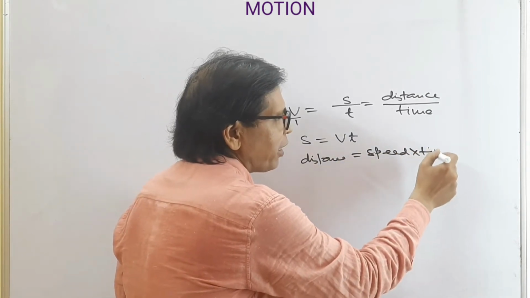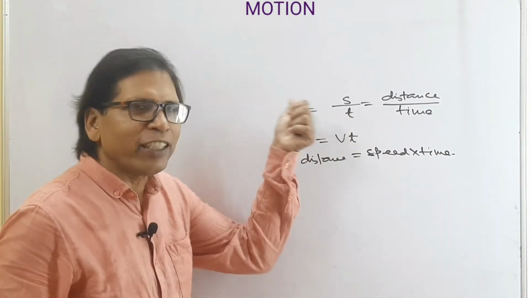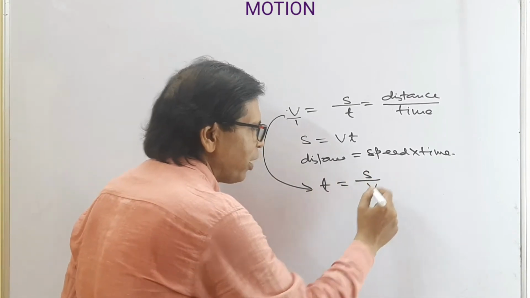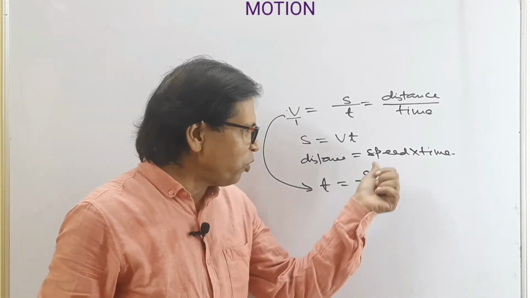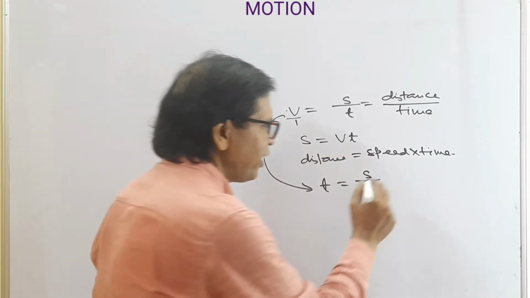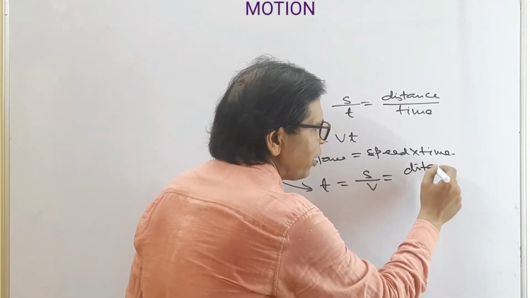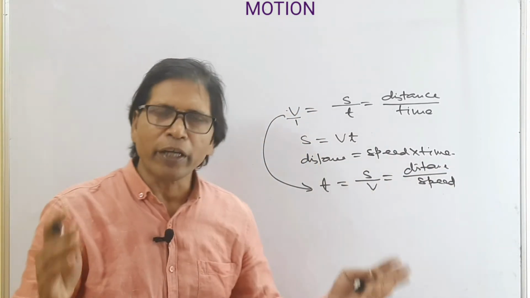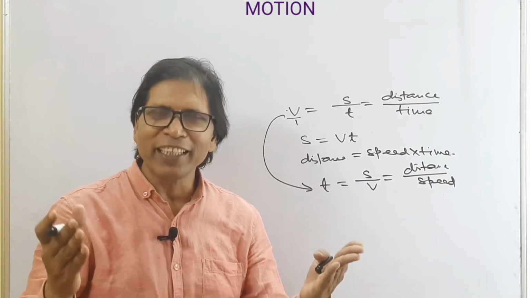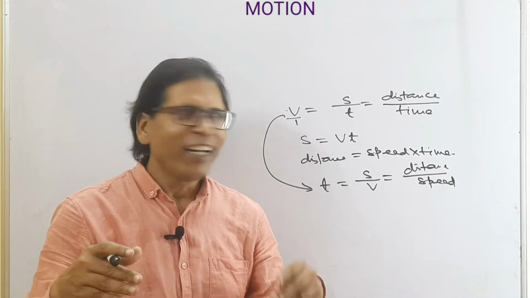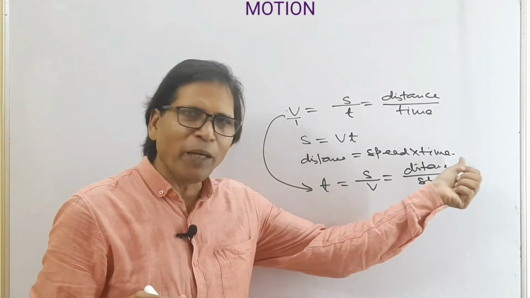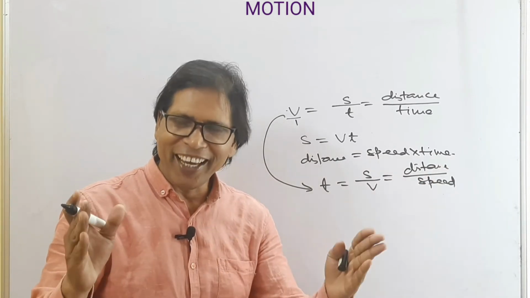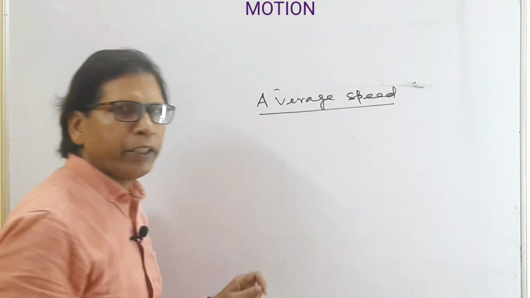Okay, remember it. Again, from this relation, we can also write t equal to s by v. That is, time equal to distance by speed. This is the distance divided by speed. So these three relations are very important for you. First of all, speed equal to distance by time, distance equal to speed into time, and time equal to distance by speed. Okay. Now average speed.